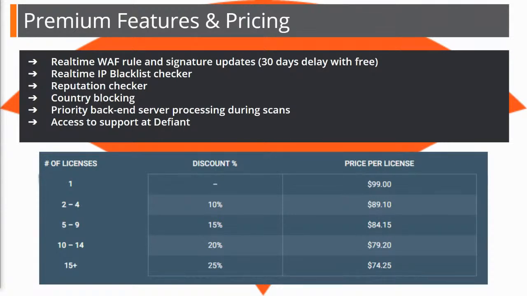For premium, you get real-time rules and signature updates. If you're on the free one, it updates every 30 days. So if, for example, a zero-day threat comes out, on premium you're going to get that update straight away. Otherwise, you have to wait 30 days, and your website could be at risk within that time. Also included in the premium is a real-time IP blacklist checker.